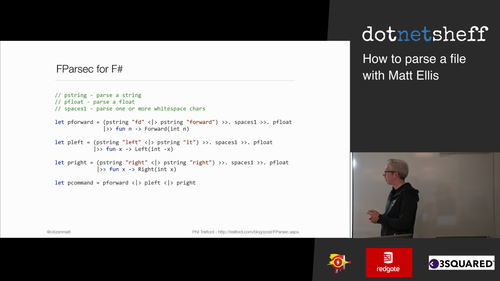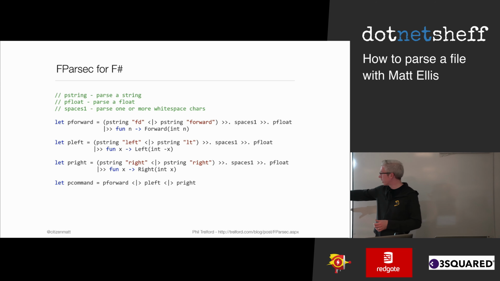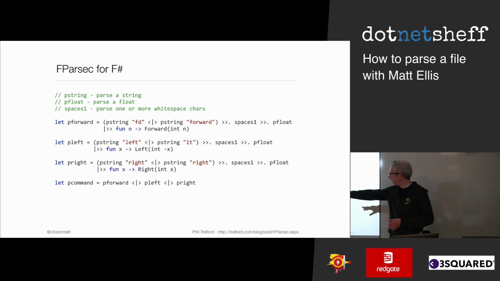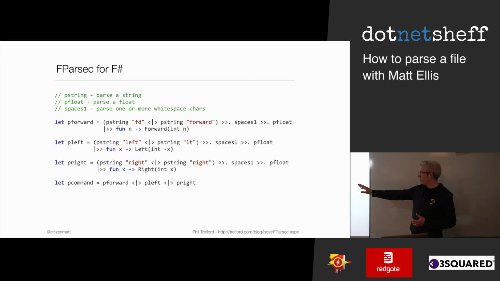Here's an example of a bit of F#. Don't get scared. It's fairly straightforward. This is from Phil Trelford's blog. Despite it being a top-down parser, you read it from the bottom up. You've got a P command. So this is the command parser. It's saying match either, parse me forward, parse left, or parse right. So the pipe symbols and the angle brackets there are OR, so it's either parse forward, left, or right.